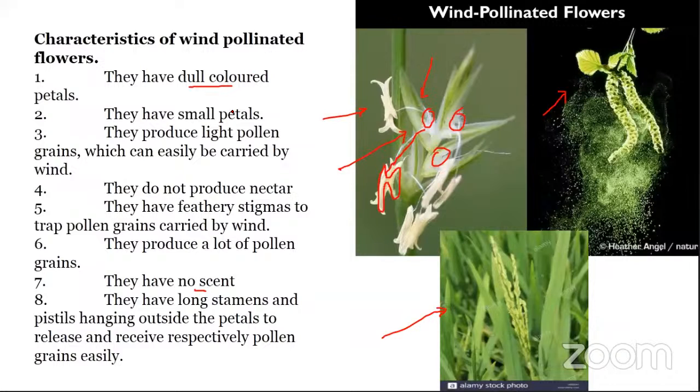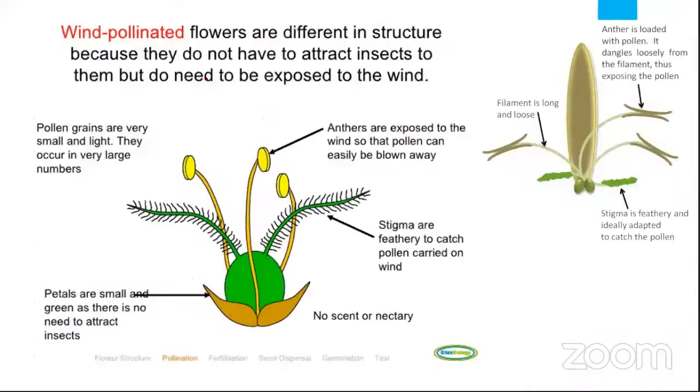All these are characteristics of wind pollinated flowers, those that are pollinated by wind. Now, for a typical wind pollinated flower, whenever you think about it, this should be the picture to come into your mind. First of all, the petals will be small. They will have feathery stigma, like you can see here.